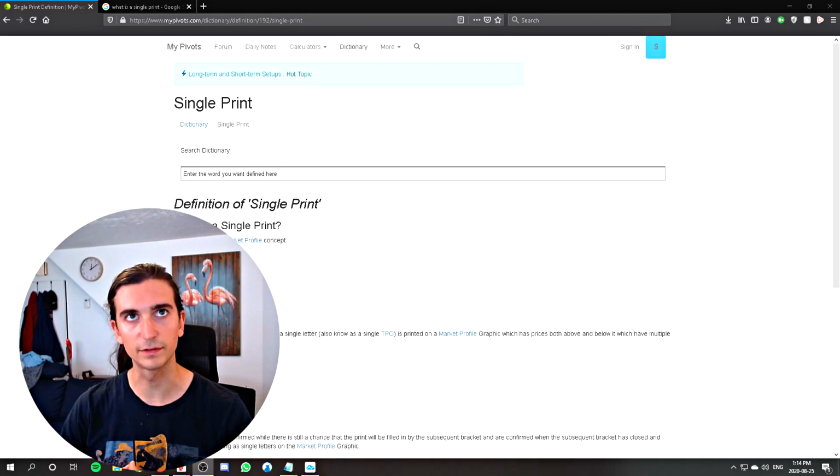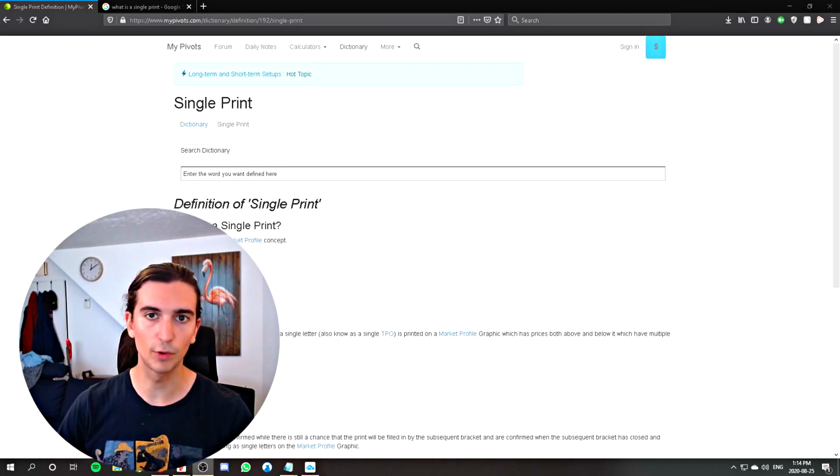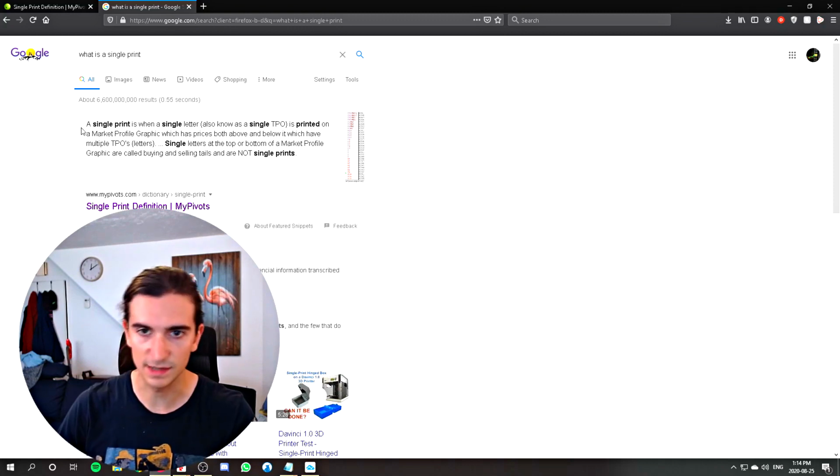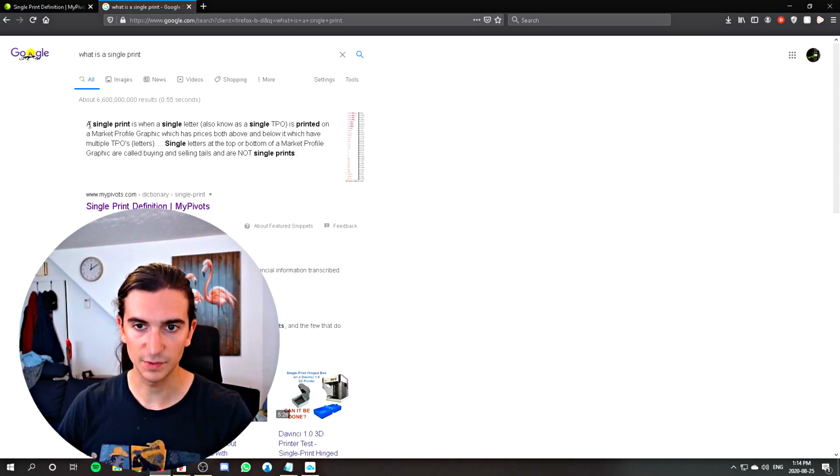It's called a single print. And honestly, if you look up what is a single print, you're not going to find too much on the internet. And that's why it's kind of interesting. So if you look it up, Google gives you this first thing that shows up, which is on mypivots.com. And it says exactly this. A single print is when a single letter is printed on a market profile graphic.